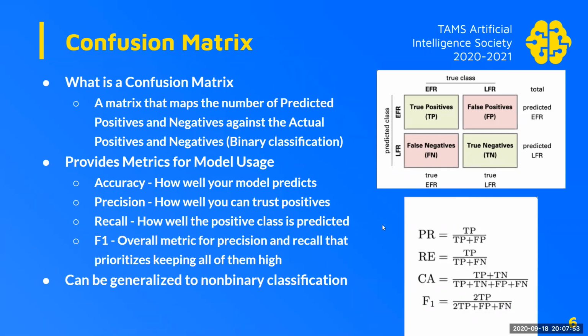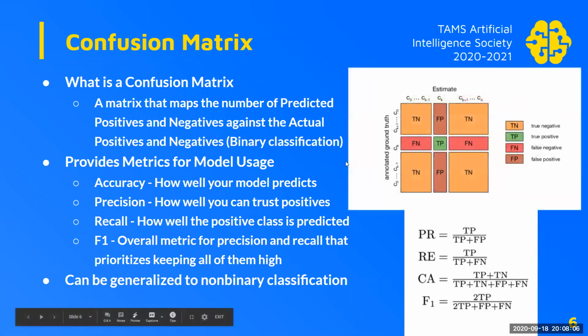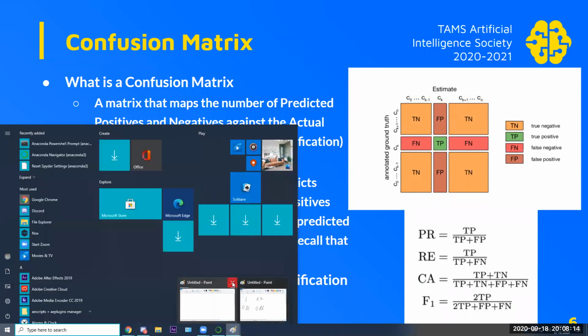And yeah, I spent a lot more time on these slides than I thought I would. So the last thing we're going to go over today is generalizing confusion matrices for non-binary classification. This is what it looks like, and let's break this down.